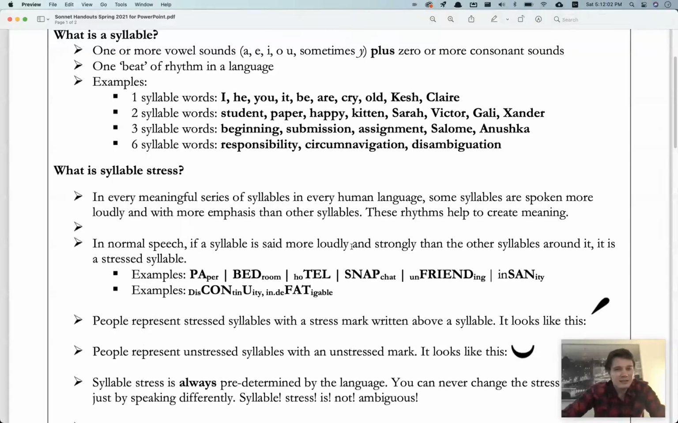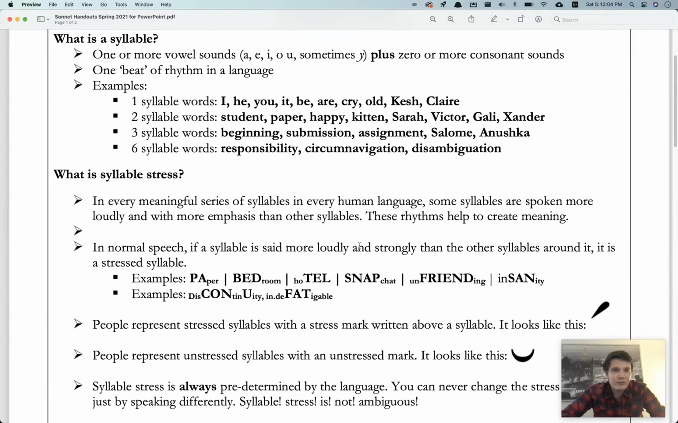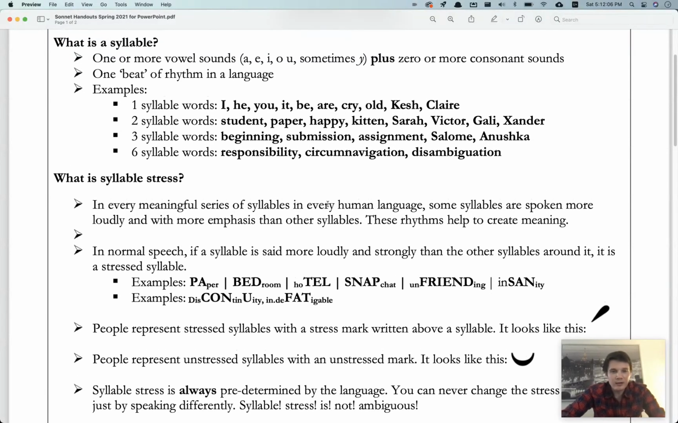Not only does every word in English have one or more syllables, but in every meaningful syllable or series of syllables in a human language, some syllables are louder and have more emphasis than others. And these rhythms help us to create meaning, and they also help people to speak very quickly without losing meaning, without someone being confused by what you're saying.